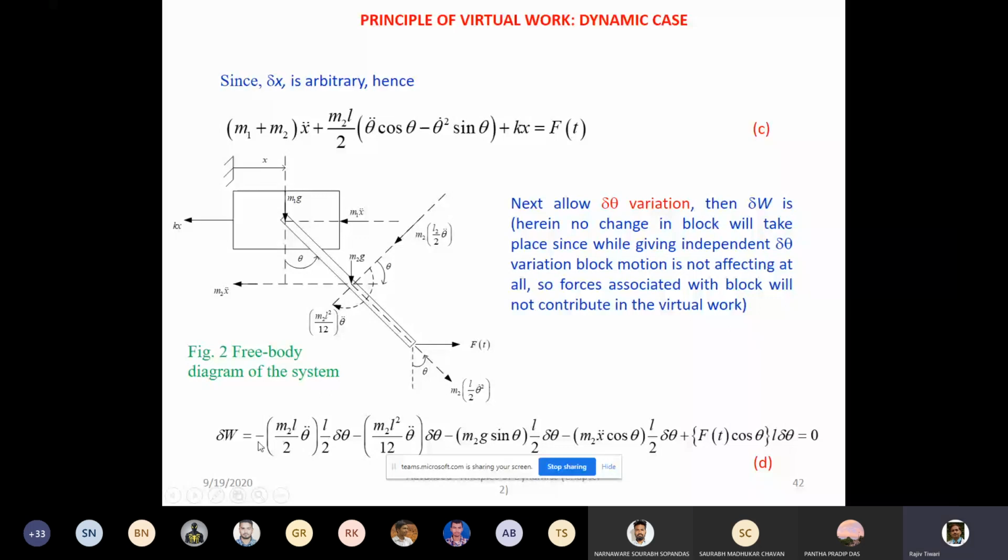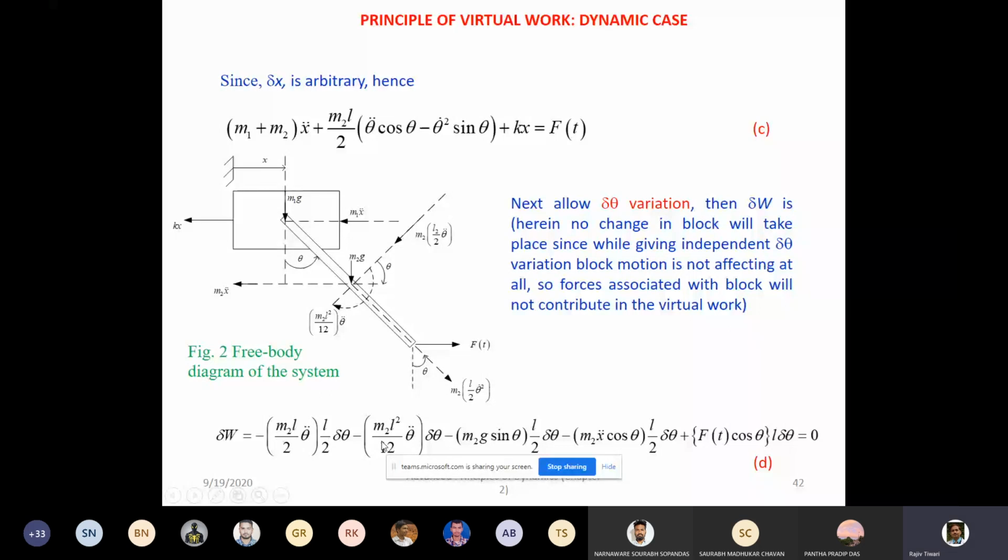Similarly, for the centrifugal force, this is the moment. This is the inertia moment, so it will be opposite to the virtual displacement. So directly, if you multiply by delta theta, this will give a couple.